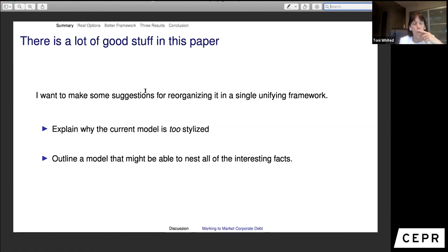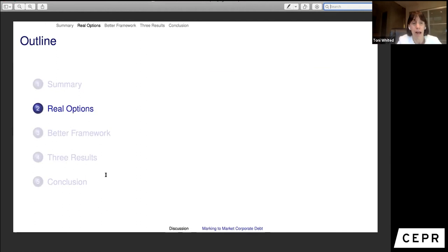I want to explain why the current model is too stylized. They admit it up front, super stylized model. But I'm all for simple models, but I think it's too stylized. And then I want to outline a model that might be able to nest all of the interesting facts. So first, let me talk about the real options model.